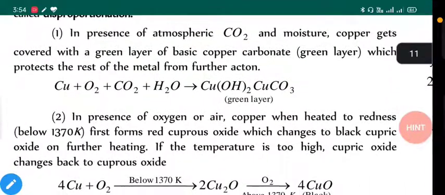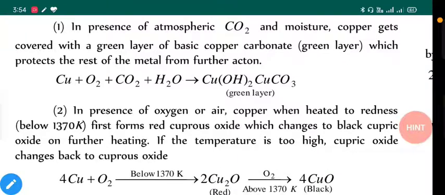In presence of atmospheric carbon dioxide and moisture, copper gets covered with a green layer of basic copper carbonate. So it is one type of rust of copper which protects the rest of the metal from further action. So copper with oxygen, carbon dioxide and water gives Cu(OH)2·CuCO3 green layer, which will protect the remaining copper. That's why copper usually does not get rusted like iron.